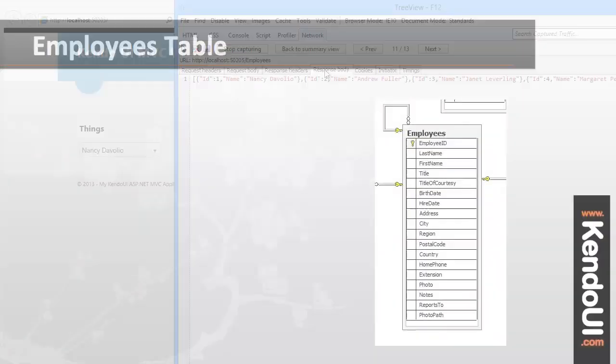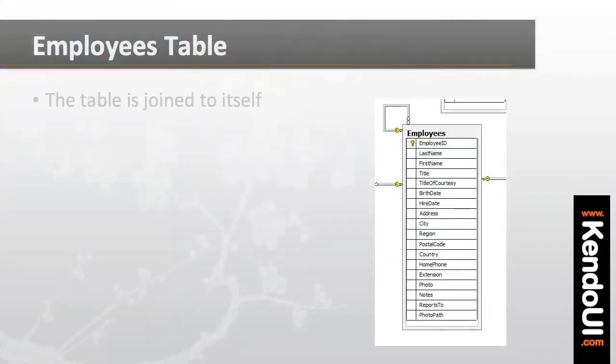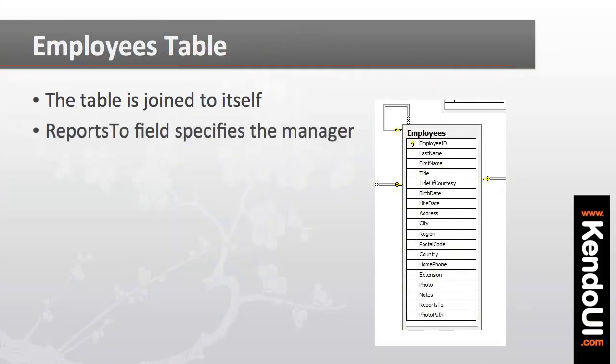The employee table is unique though. Each employee in this table is related to another employee in the same table by way of a reports to field, which specifies the employee ID of the person that they report to. When a table has fields related to each other, we call this a hierarchical join. These can be rather complex to display in a user interface, but the Kendo UI TreeView is perfectly suited for the task.